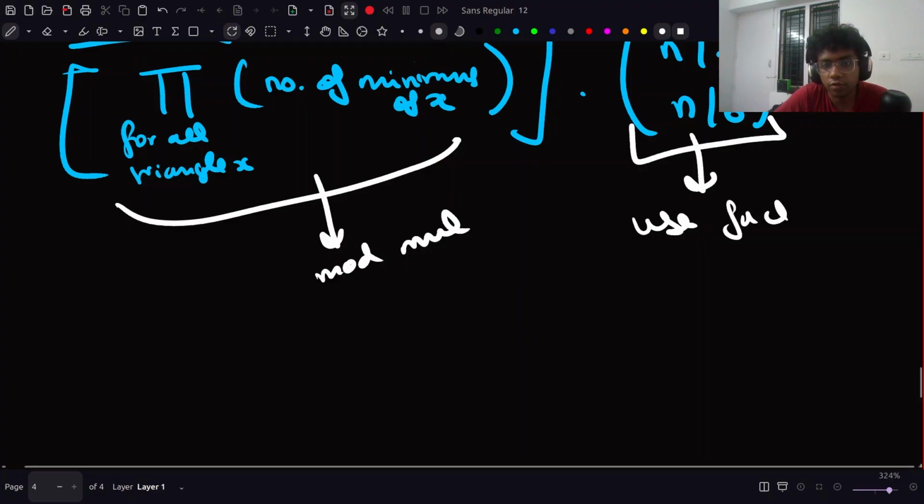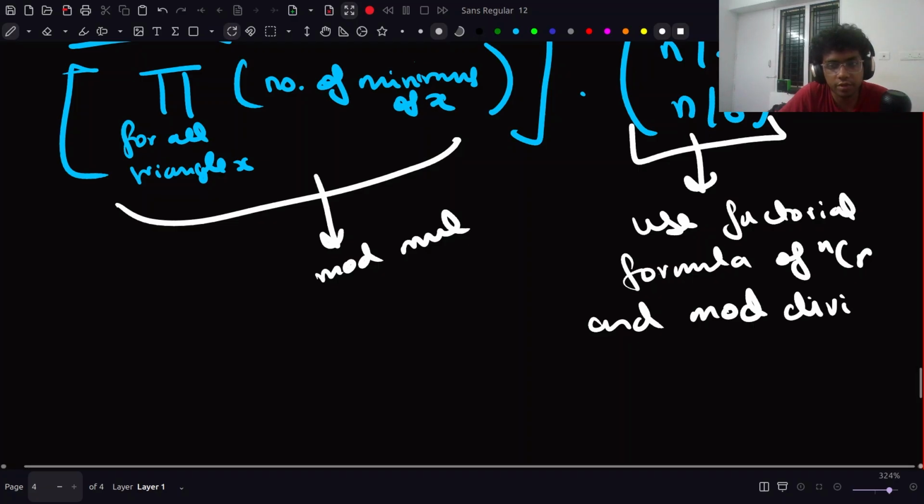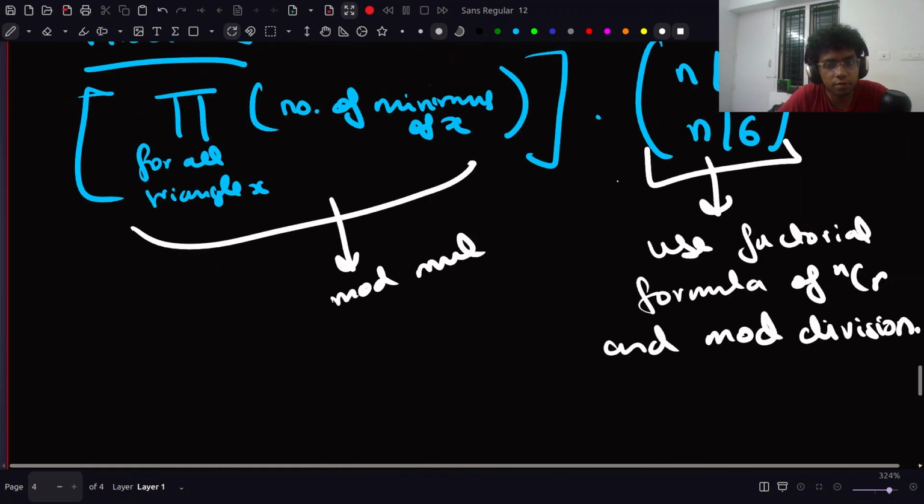Use the factorial formula of nCr and mod division, right? If you know basic mod division, you'll be able to easily calculate it. If you don't know mod division, you can go look it up. It's a pretty common idea for combinatorics problems, right?